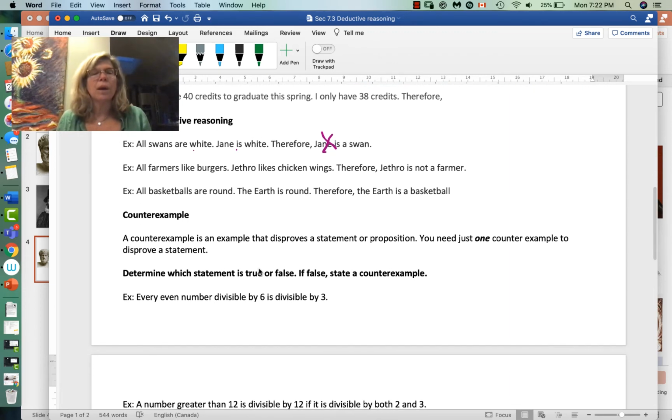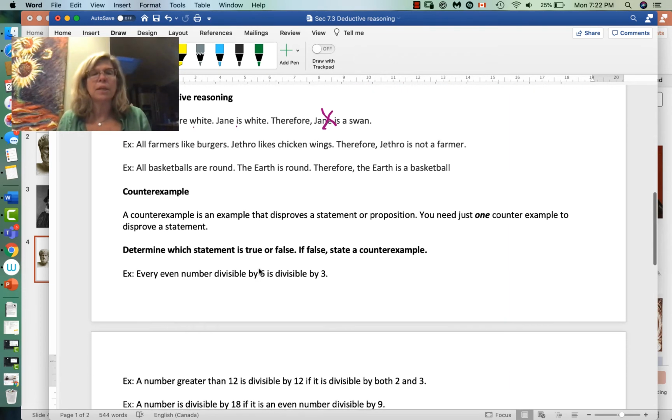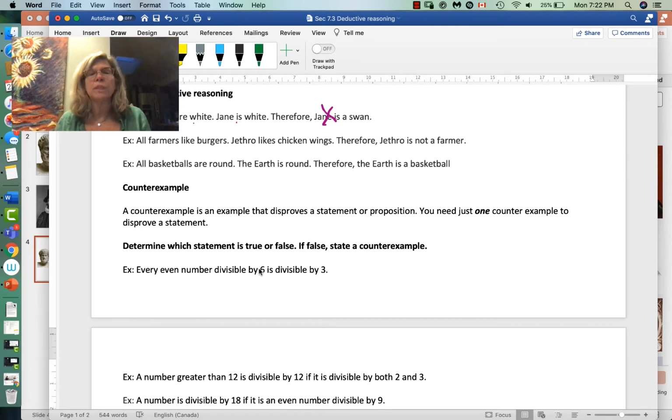Now if we talk about counterexamples, a counterexample is an example that disproves a statement or proposition. And you only need one counterexample to disprove a statement. So you don't need 3 to say, oh, that's going to be false. You only need 1. So determine which of the statements is true or false. If false, state a counterexample.